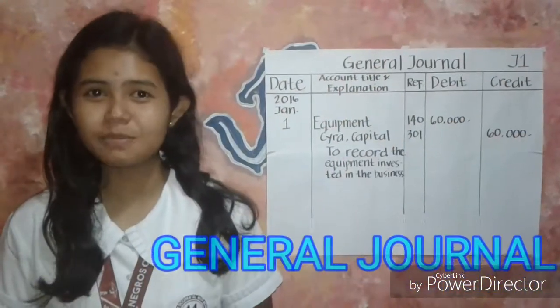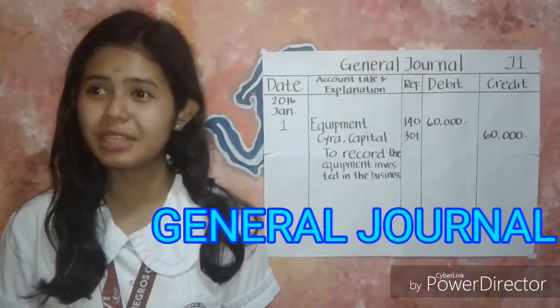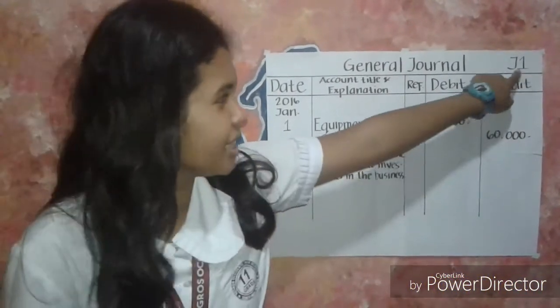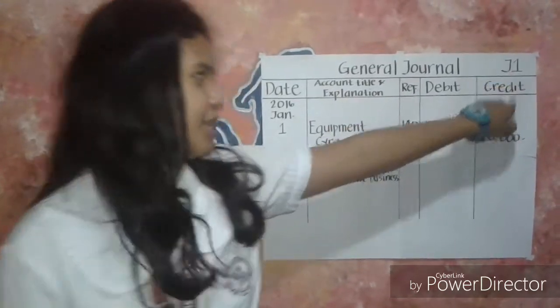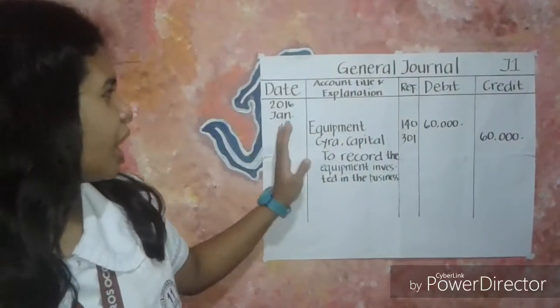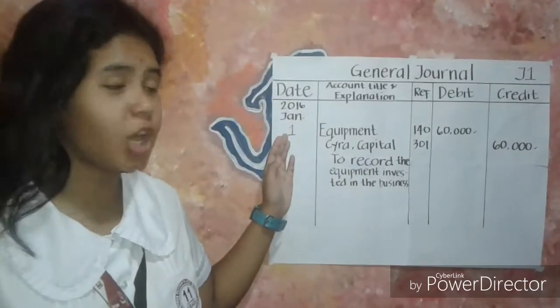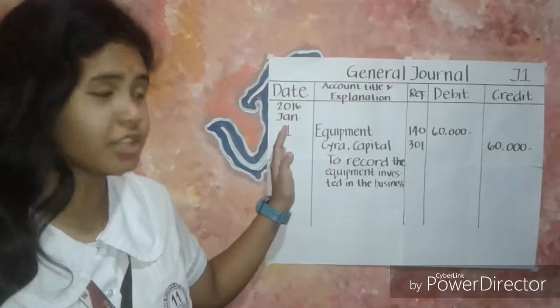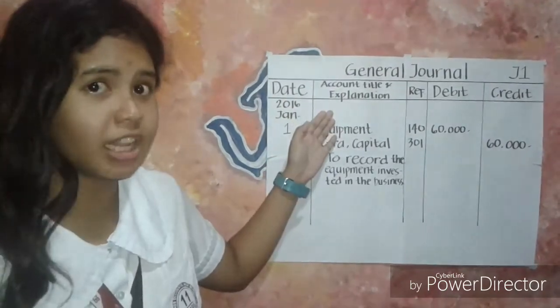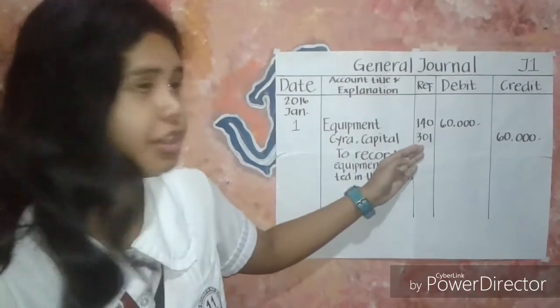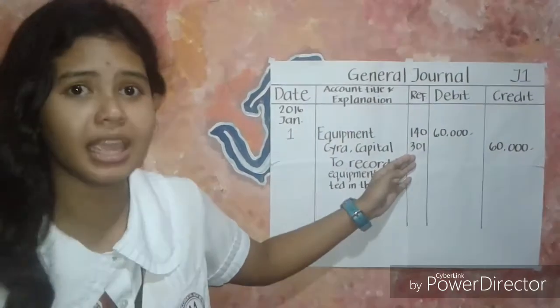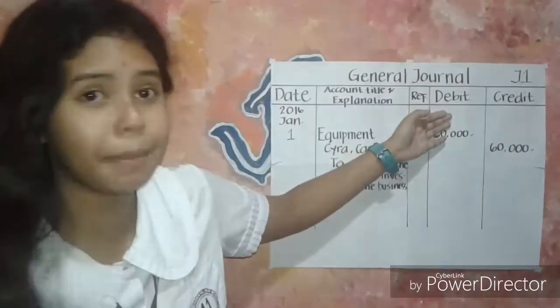General journal is the most basic type of journal wherein all the business transactions are recorded in chronological order. This is an example of a general journal. This indicates the journal page. As you can see, there are 5 columns in a general journal. The first column is for the date of the transaction. The second is for the account title and explanation. The third is for the reference, which is based from the chart of accounts. The next is the debit amount, and the last is the credit amount.